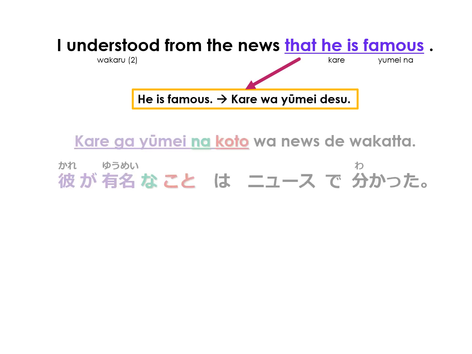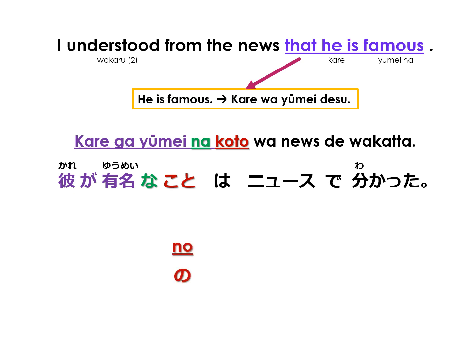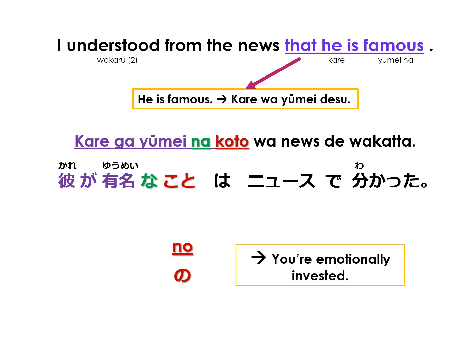Using koto, 彼が有名なことはニュースでわかった。And using no, 彼が有名なのはニュースでわかった。Again, there's an emotional connection using no. Maybe you know him personally and did not realize he was famous until you read the paper.